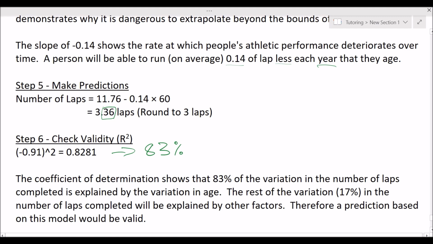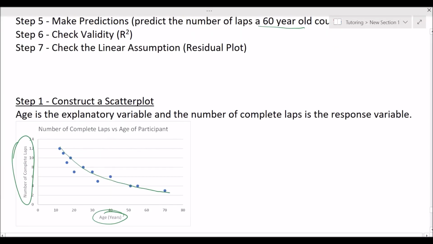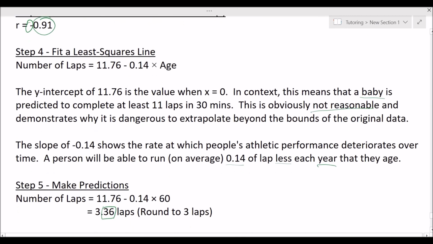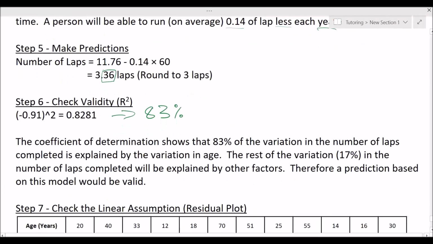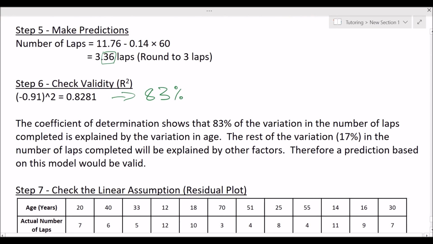We're happy with that. And of course, we are up to step 7 now, where I want you to check the linear assumption with a residual plot. So what you'll need to do is calculate the predicted value for each of the ages and then calculate the residual. Pause the video, have a go at that now.